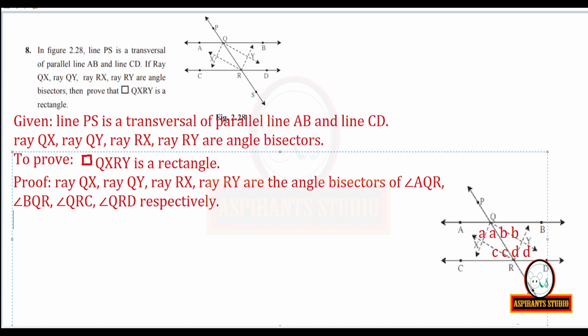Measure of angle AQX is equal to measure of angle RQX because ray QX is the angle bisector of angle AQR. We have taken those measures to be equal to a. So take it to be the first equation.